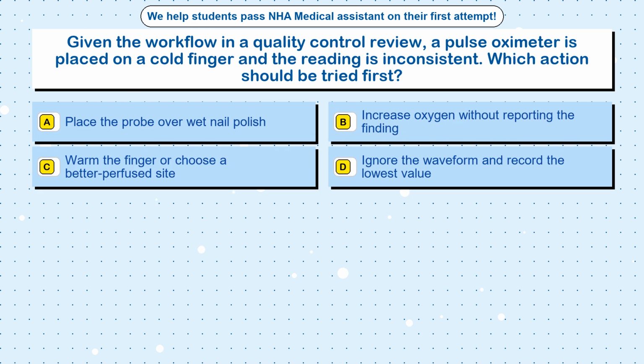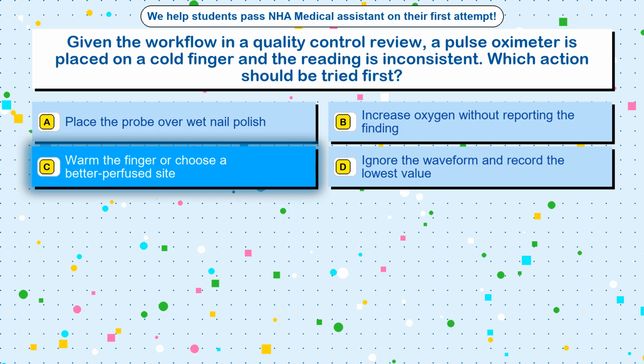Question 14. Given the workflow in a quality control review, a pulse oximeter is placed on a cold finger and the reading is inconsistent. Which action should be tried first? Option A, place the probe over wet nail polish. Option B, increase oxygen without reporting the finding. Option C, warm the finger or choose a better perfused site. Option D, ignore the waveform and record the lowest value. The correct answer is option C, warm the finger or choose a better perfused site.